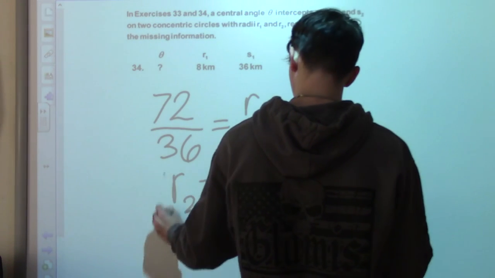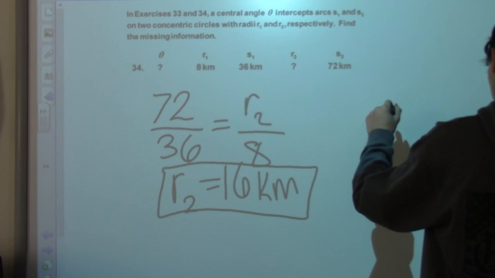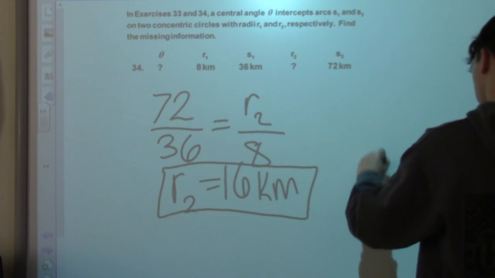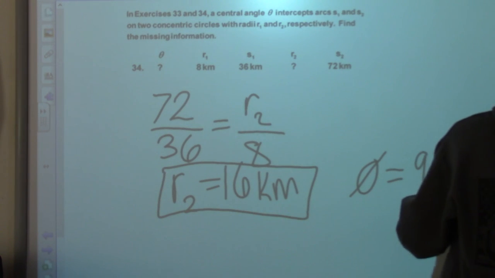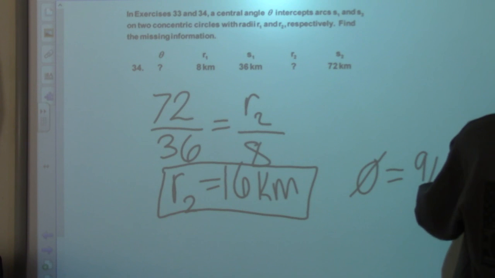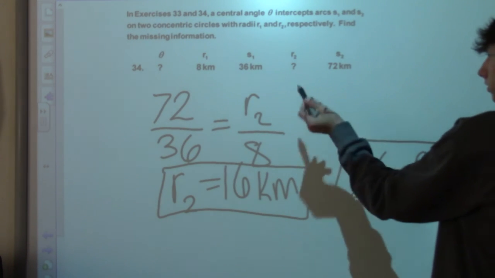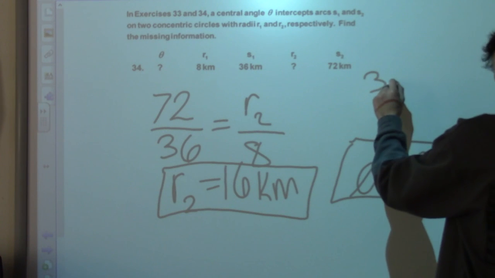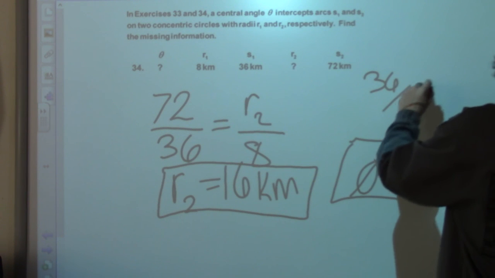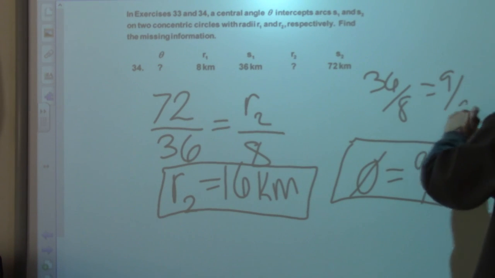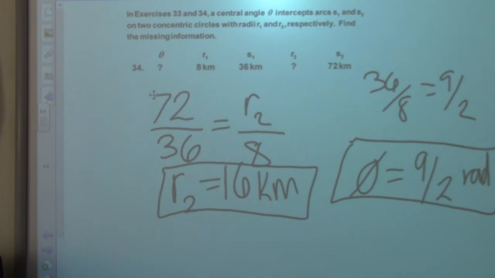So R2, he got 16 kilometers, is that right? Theta, I think Steve's lying because he told us he got 9 halves, is that right? 9 halves radian. So that's going to be 36 over 8. Okay? Questions about that? Is everybody good about that?